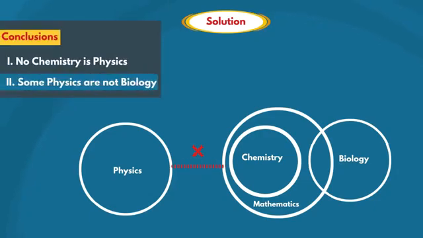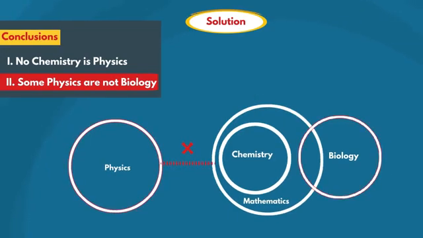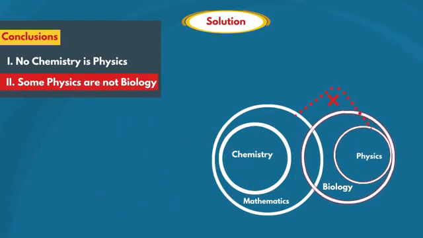Second conclusion, some physics are not biology. If conclusions have negative words like no and not, this type of conclusion is called a negative conclusion. So this is a negative definite conclusion. For all negative conclusions, we need to draw an alternate diagram. Let's draw the alternate diagram. In this alternate diagram, all physics are biology. Here, we created the alternate diagram without disturbing the statements.